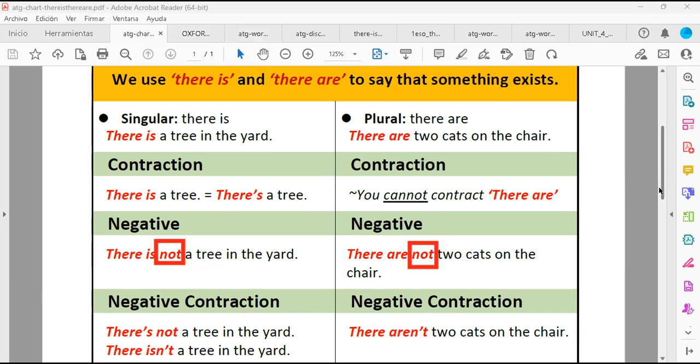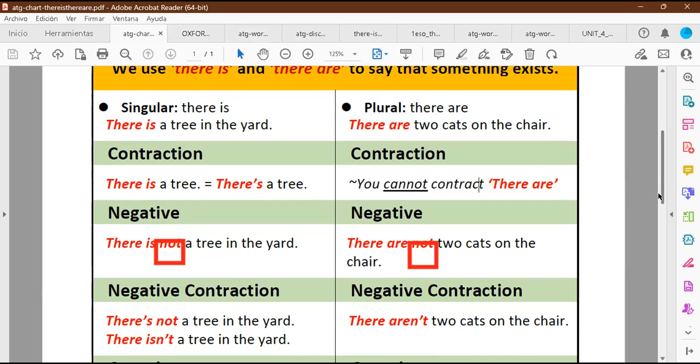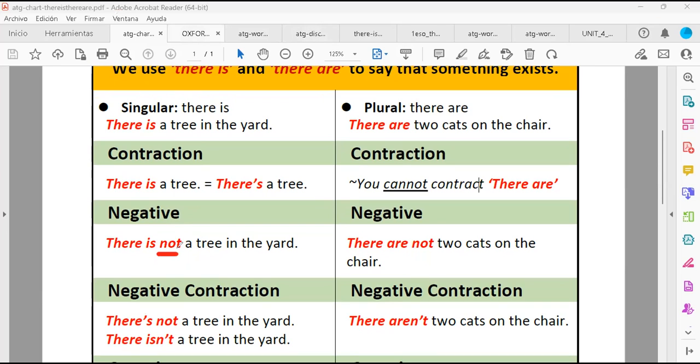Dora, please continue with the negative contraction for the singular and the plural form. There's not a tree in the yard. Okay. There aren't two cats on the chair. Okay, perfect. So notice that we have two forms for the singular form.